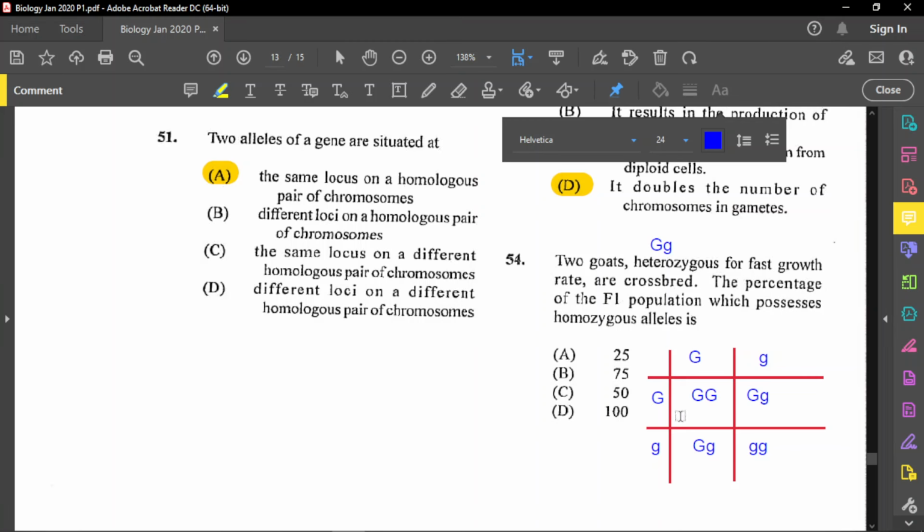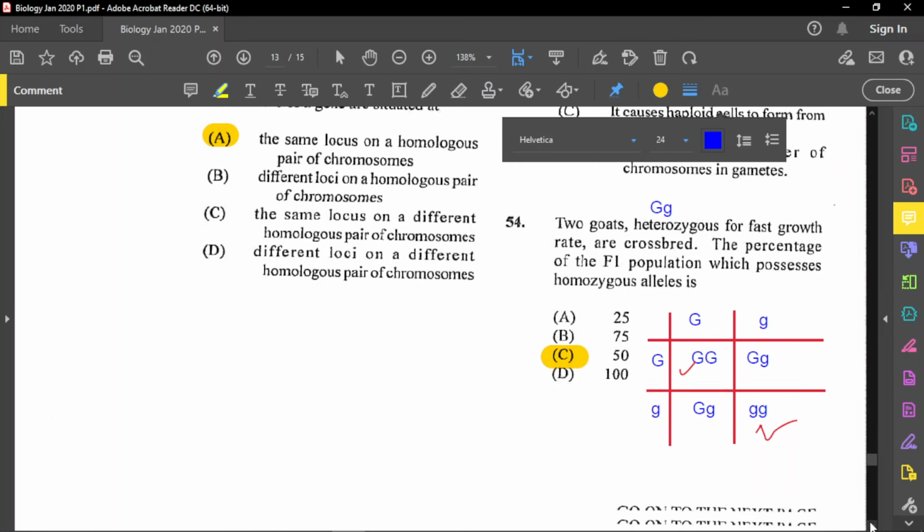So here now, let me put a tick right there. Tick will work better. This is homozygous. This is also homozygous. So what do we notice here now? That half of the whole chart is homozygous, right? So that's 50% right there. So the homozygous dominant and the homozygous recessive, yeah, that's 50% of the whole chart right there. You're right. So we're cool.